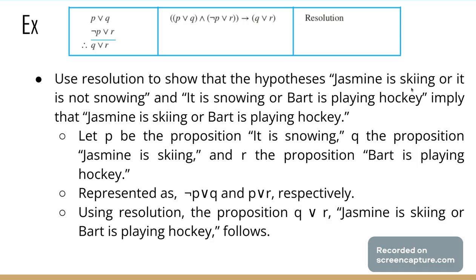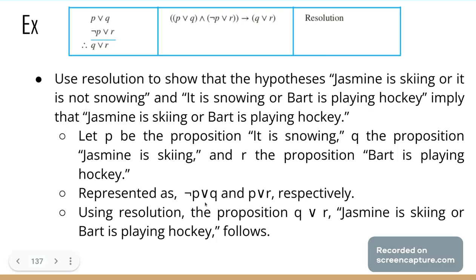In this case it is written as "it is snowing", because in both statements there is "it is snowing". Let P be it is snowing. Let Q be Jasmine is skiing, and let R be Bart is playing hockey. Now the first statement becomes not P or Q. The order does not matter because it is or. And the second premise becomes P or R, respectively.